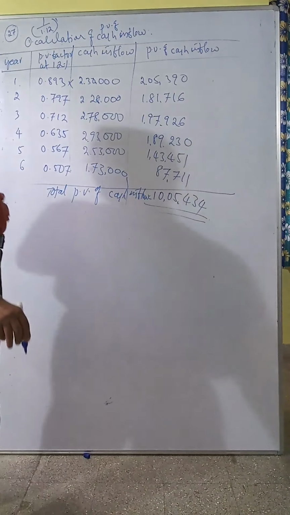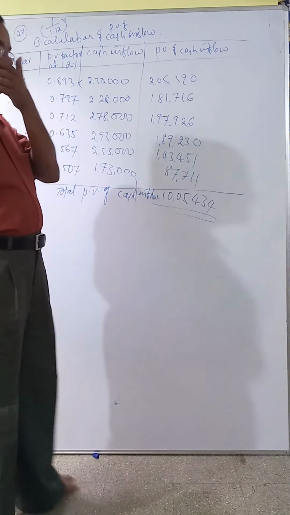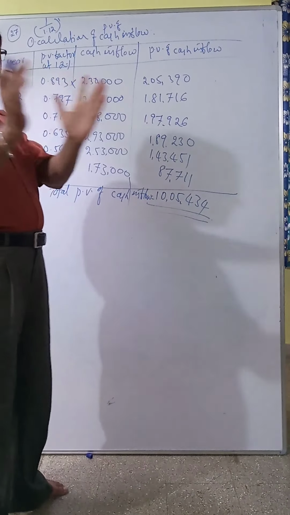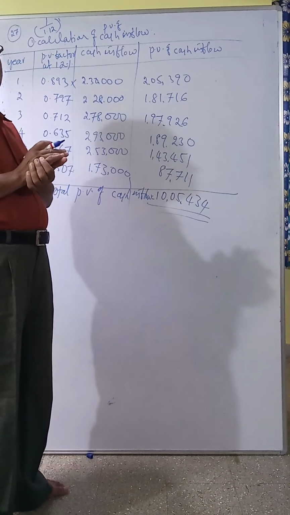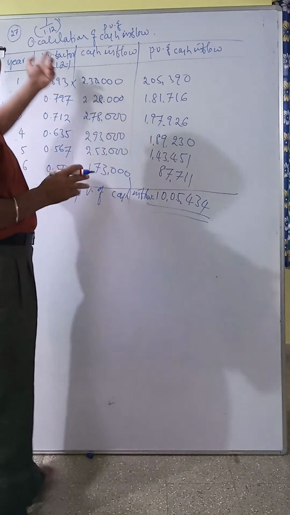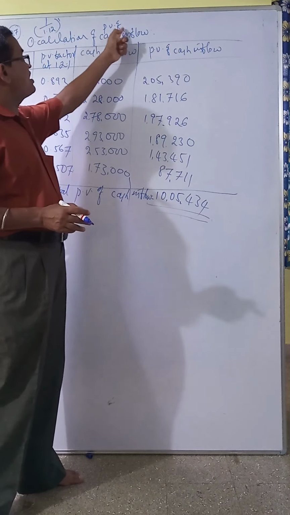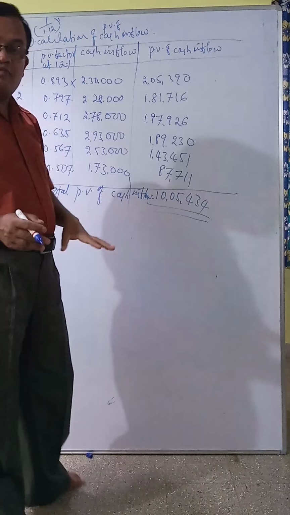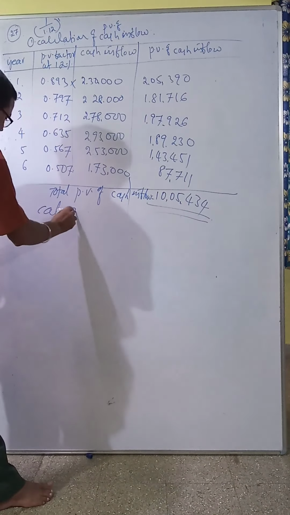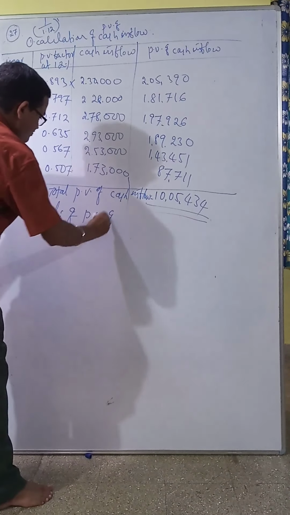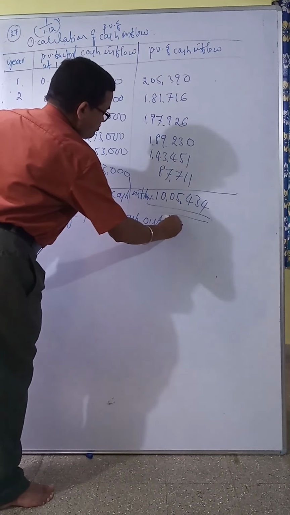Now, the cost of the project or investment is 10 lakhs, which should be allocated over 4 years: 2 lakh 50, 2 lakh 50, 2 lakh 50, 2 lakh 50. If it is given like this, we have to calculate the present value of cash outflow, not inflow, outflow. See, I will show you the calculation of present value of cash outflow.